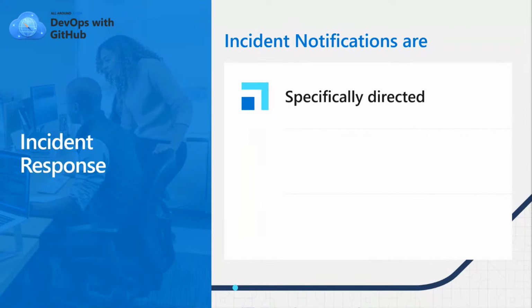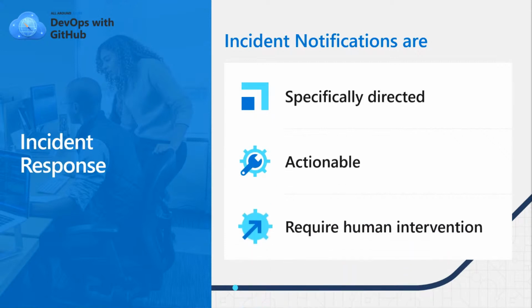So if you look at incident notifications, they should be specifically directed. They should be actionable. It should be clear what you need to do. And they should only be sent out when it requires human intervention.